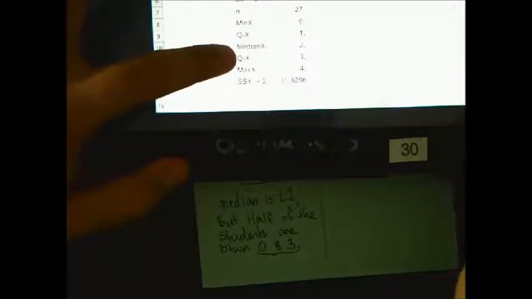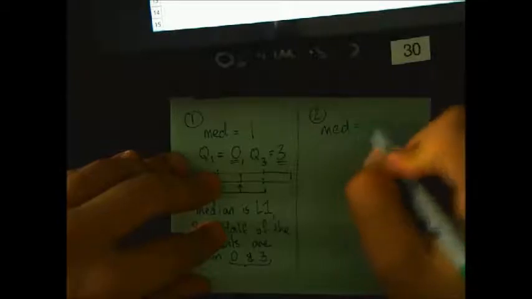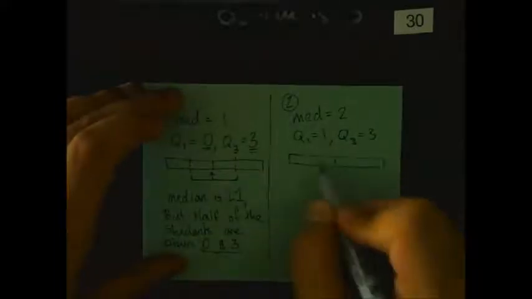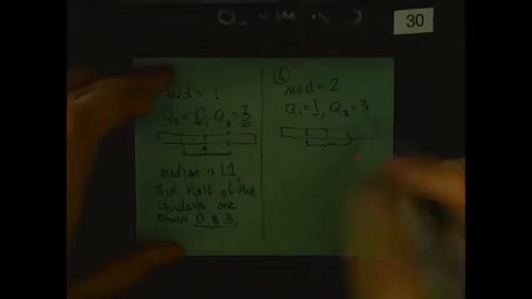Okay, so here's my new data. In this case, it's telling me that the median level is 2. So students are doing a little bit better. It's telling me that Q1 is 1 and Q3 is 3. Now what's happening is, again, it split my data into 4. And it's saying that half of our students are between 1 and 3.